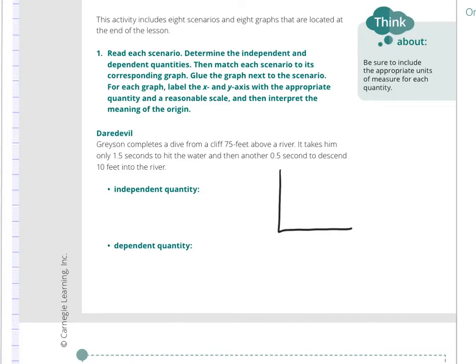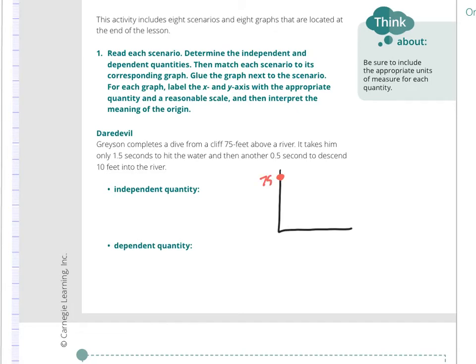All right, so what we're going to do is list the independent and dependent quantities for these scenarios. We're going to start with the daredevil here. Grayson completes a dive off a cliff 75 feet above the river. It takes him only 1.5 seconds to hit the water and then another half second to descend 10 feet into the river. So if I was picturing a graph in my head, not really looking for a graph because I know they have graphs listed, I want you to try to picture this in your head. I have Grayson who's standing up on a 75-foot cliff. So in my head, I picture a graph with Grayson standing right here, and that would be 75 feet.